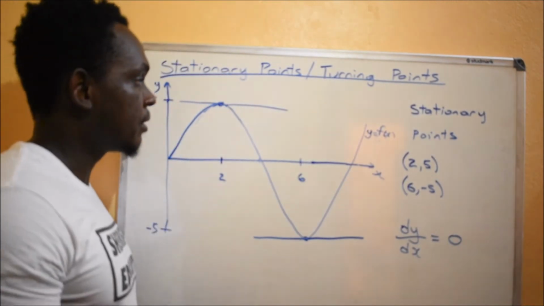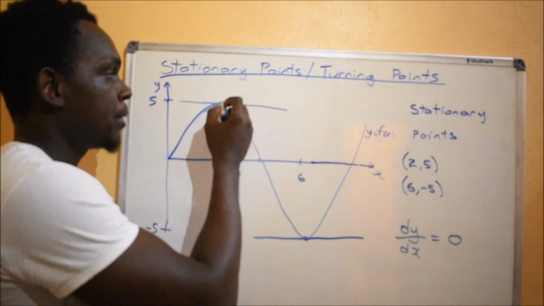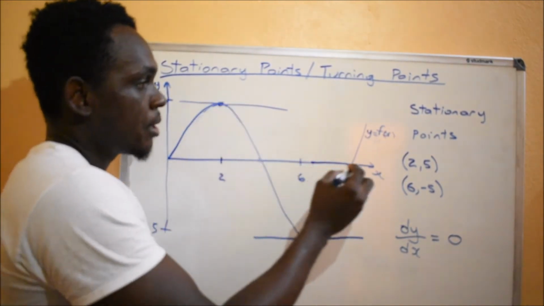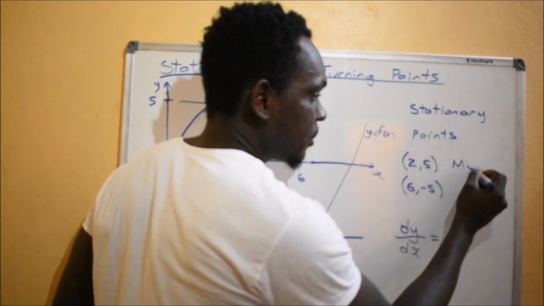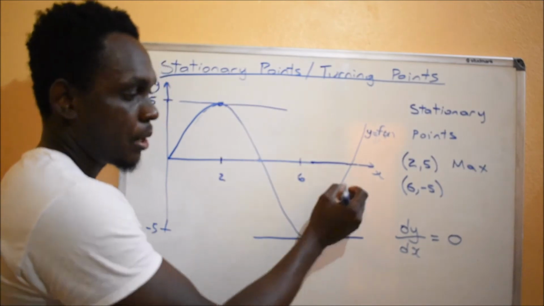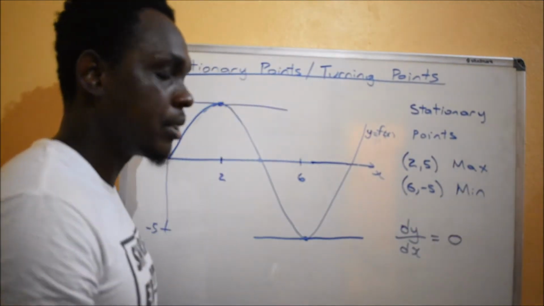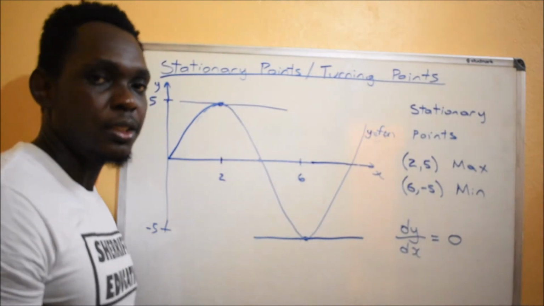Now, another thing is, if you look at the shape of the stationary points, here we go up and then it goes down. So this is what we call a maximum stationary point. Here, we're going down, we turn, and we start going up. This is what we call a minimum stationary point. We'll talk more about that shortly.